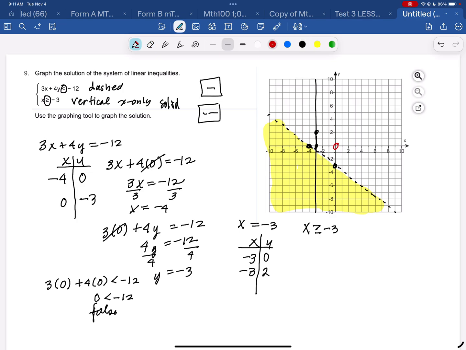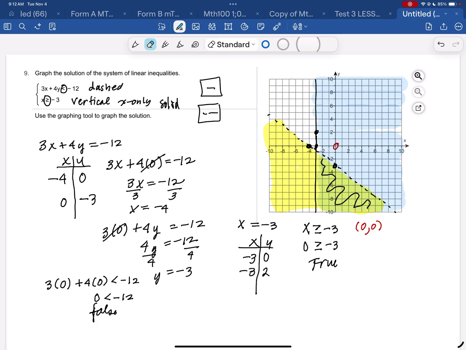It's not on that line. So if I'm testing 0, 0, in that point, x is 0. So 0 greater than or equal to negative 3 happens to be true. So for this line, I shade on the side where the test point is. So that's this side. So I shade over here. And look where the overlap is. The overlap is this section, so that's the section that you would shade in my math lab.